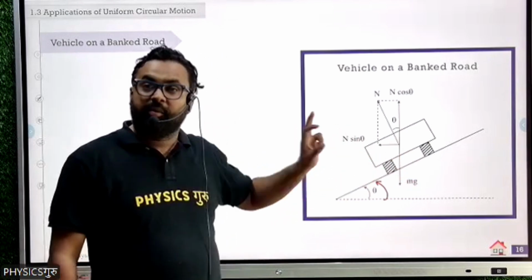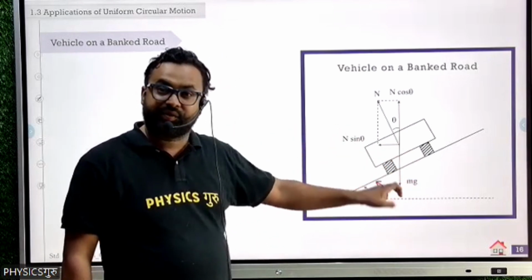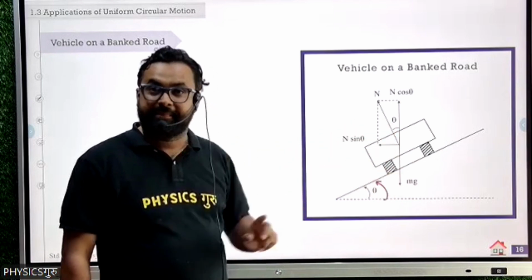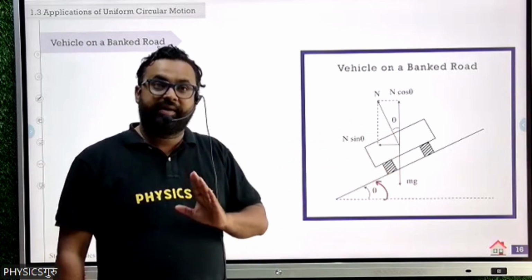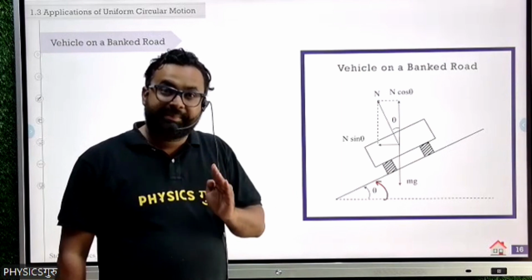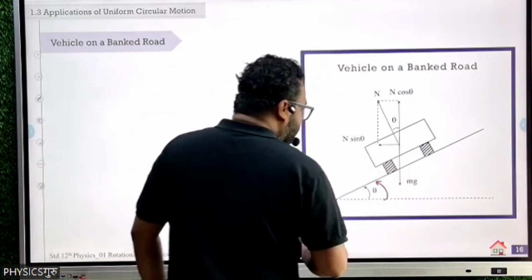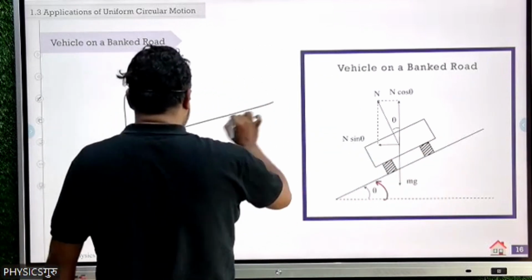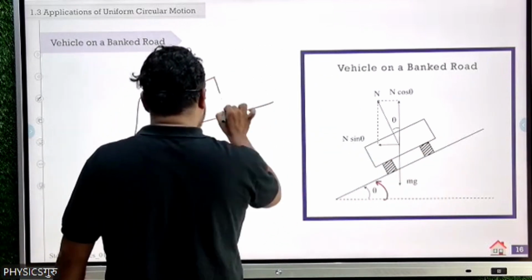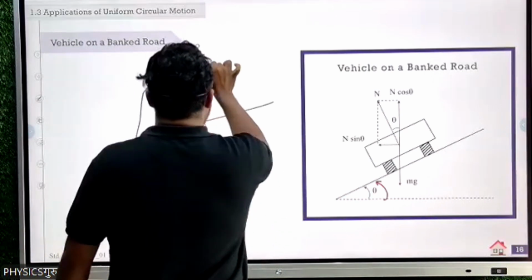Okay. Now how many forces are acting on this car? First one is the weight that is acting. So weight always acts downward. Then we have a normal force. Now important point regarding normal force, it always acts perpendicular to the surface. So basically this is road. So normal force will act perpendicular to the surface. That means normal reaction force will act perpendicular to the surface like this. This is normal reaction.